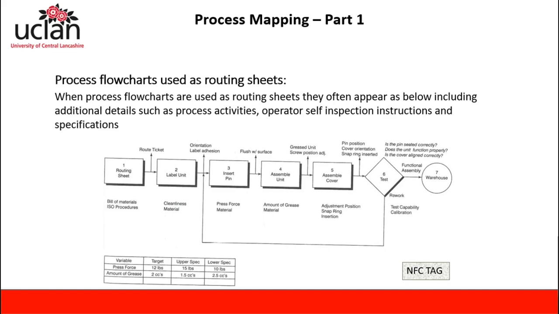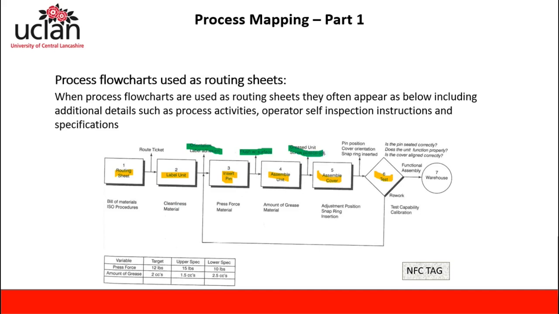So we have process activities, which go from the routing sheet to labeling the unit, to inserting the pin, assembling the units, assembling the cover, and then finally test. But also we have additional operator self-inspection instructions, such as the orientation of the label adhesion. Is it flush with the surface? Is it greased? What's the position of the screw, for example?